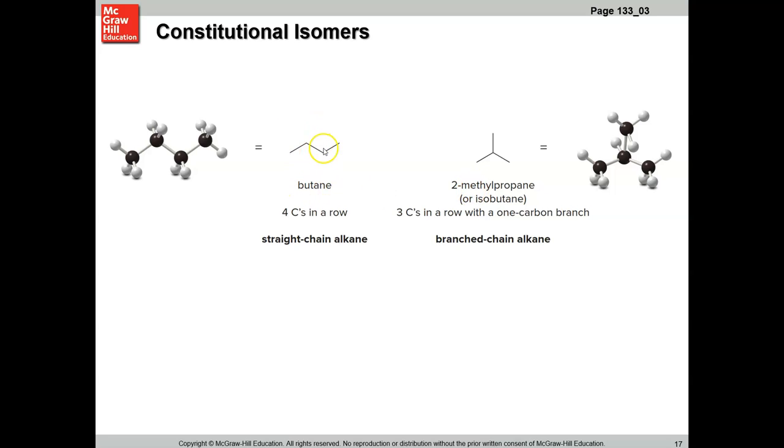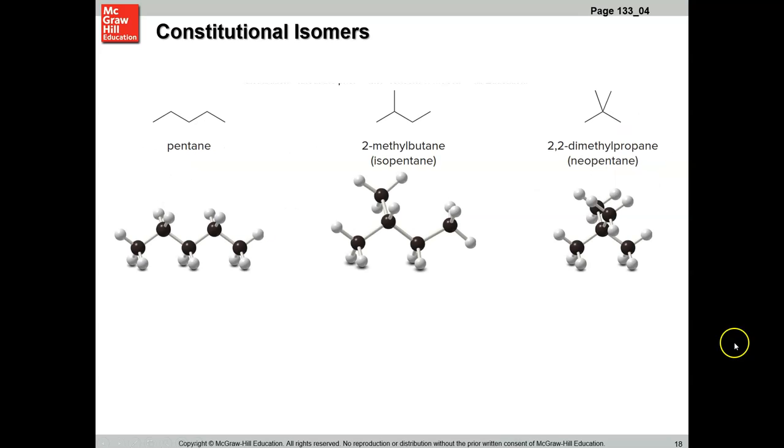You'll notice this is butane and this is 2-methylpropane. So they have different names. They are distinguished from each other, but they are still constitutional isomers. Here you can see another example of different constitutional isomers: pentane, 2-methylbutane, and 2,2-dimethylpropane. The way in which their atoms are connected to each other is different, but they still have the same number of carbons and hydrogens if you would count them all up. And they do have different unique names, and we're going to talk about how these are named.